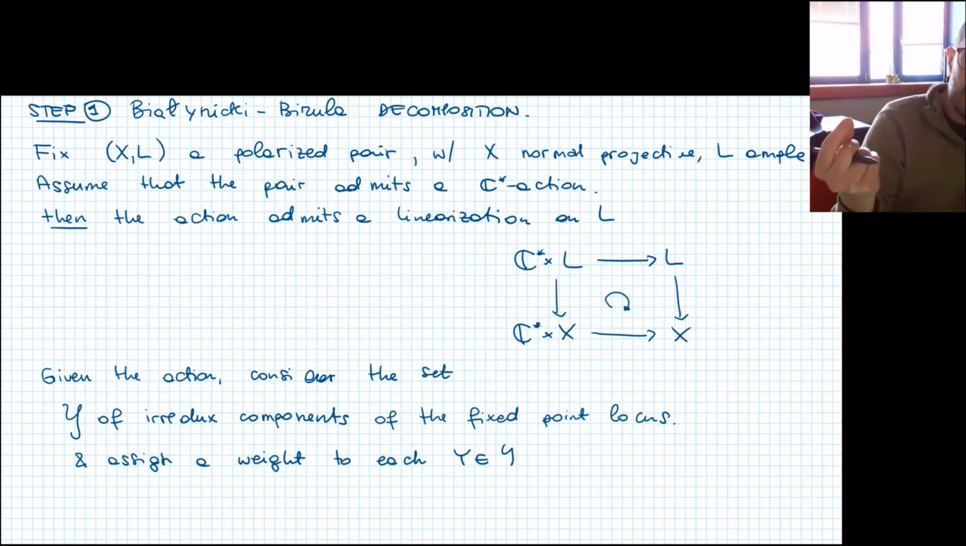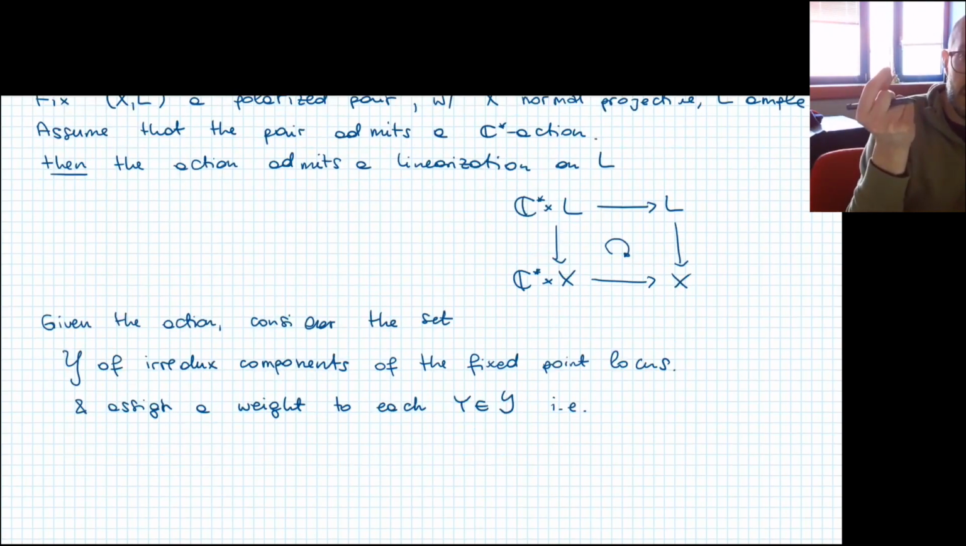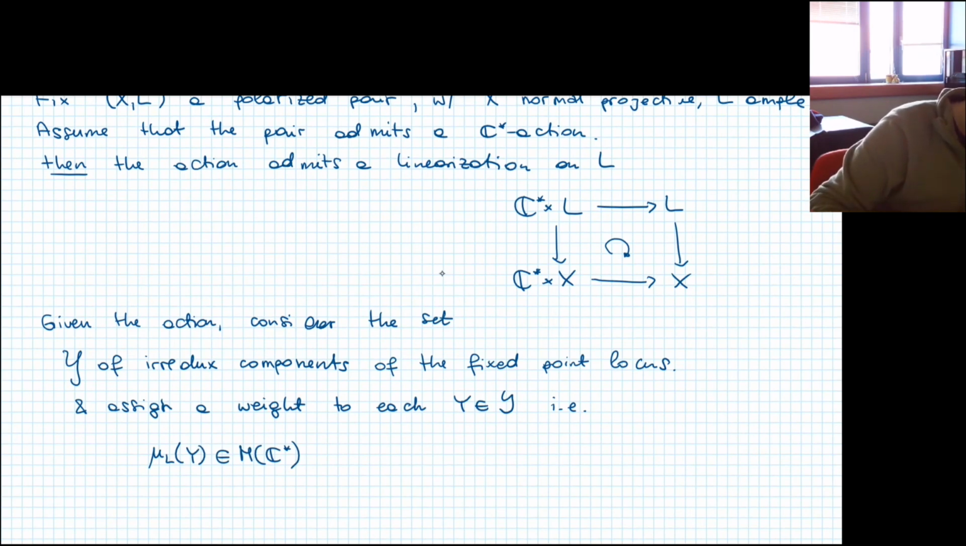What you can do is restrict the action to a fixed point of the fixed component, and then you can assign a weight to it, mu_L of Y, in the set of characters corresponding to the action of C star. And this is just isomorphic to the homomorphisms from C star.